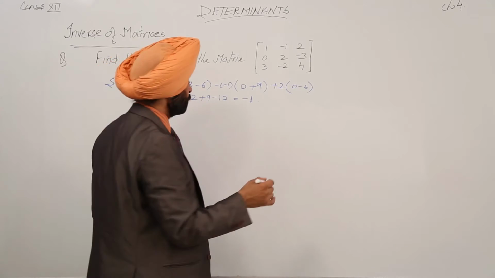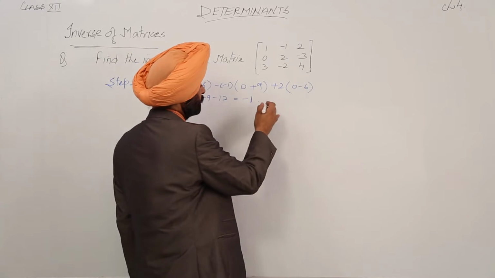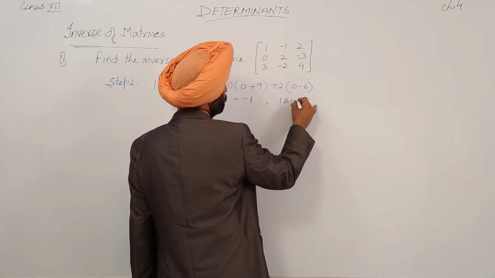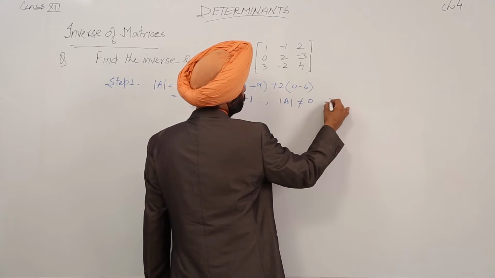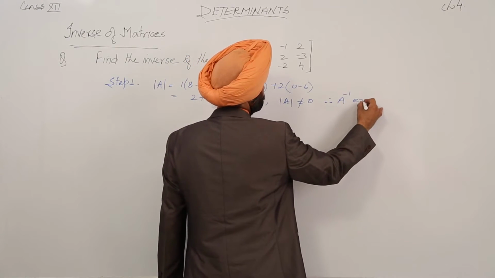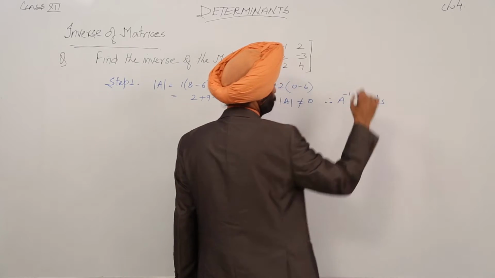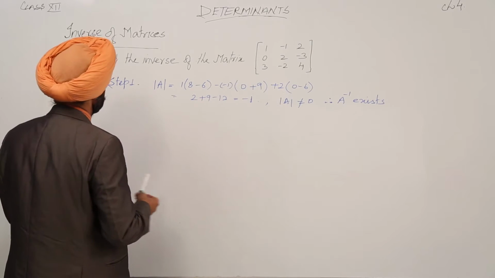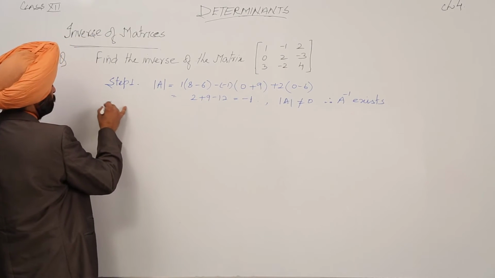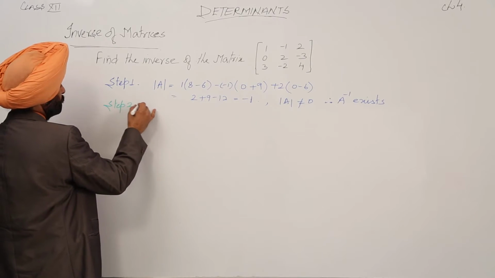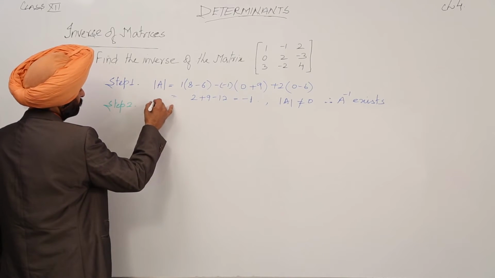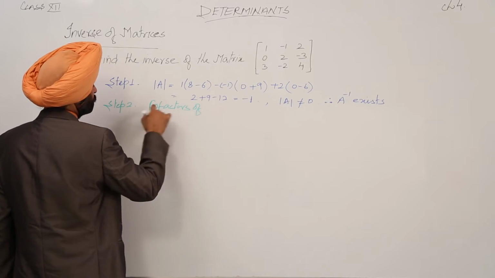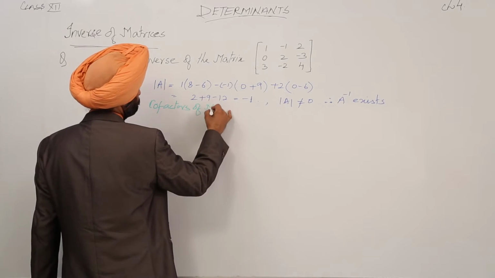Okay, so now what we have to write, never forget the step, because here marks can be deducted for this part. Okay, so determinant of A is not equal to 0, therefore A inverse exists. Then second step is to find cofactors. Okay, now step 2, find cofactors. Cofactors of matrix.